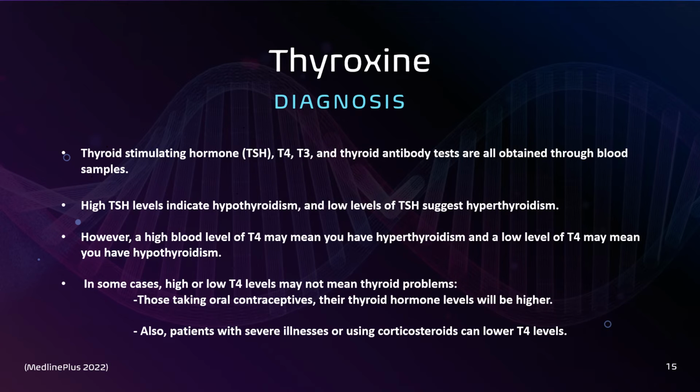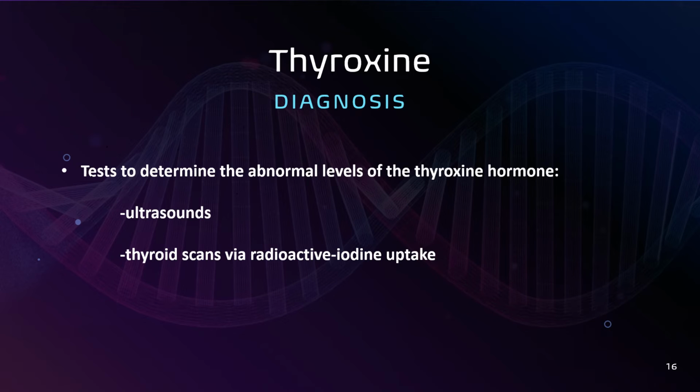And then in some cases, high or low T4 levels may not mean that you have thyroid problems. How it's affected: those taking oral contraceptives, their thyroid hormone levels will be higher. And then patients with severe illnesses or using corticosteroids, their T4 levels are going to be lower than normal. To determine abnormal levels of thyroxine hormones are ultrasounds and thyroid scans via radioactive iodine uptakes.